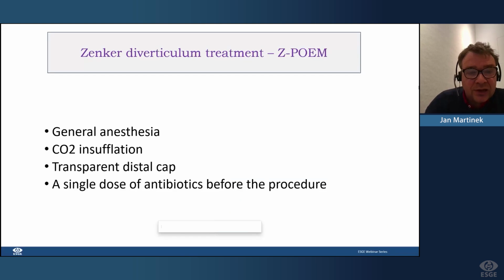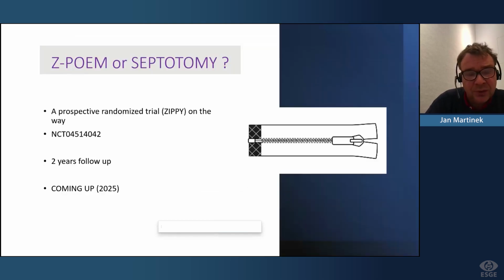ZPOM is done under general anesthesia with CO2 insufflation. We use a transparent distal cap, and we use a single dose of antibiotics in patients with standard ZPOM and a double dose of antibiotics after open ZPOM.